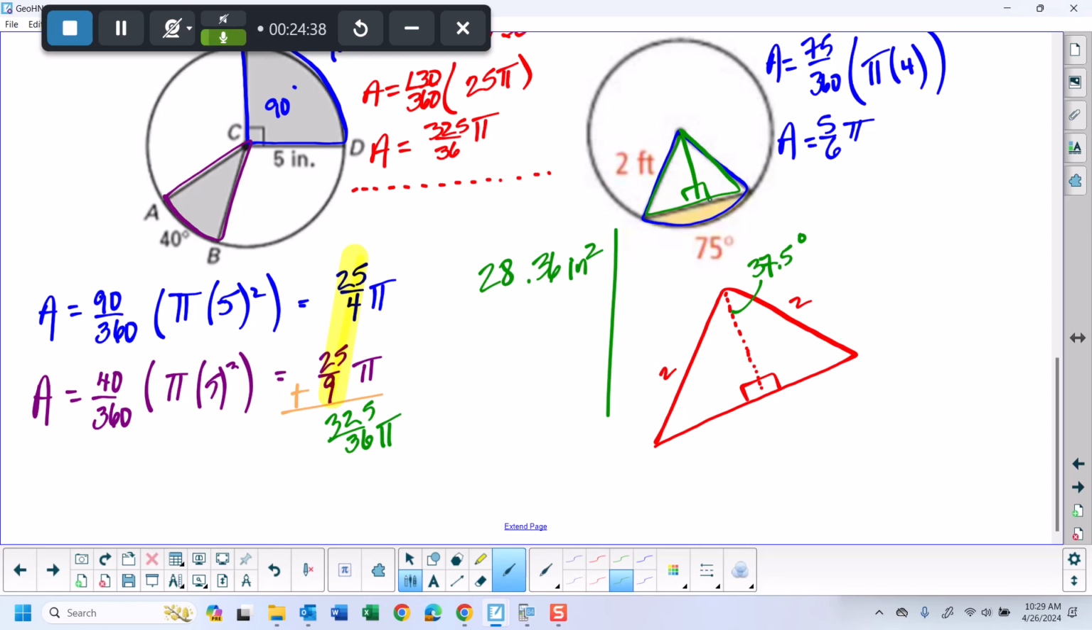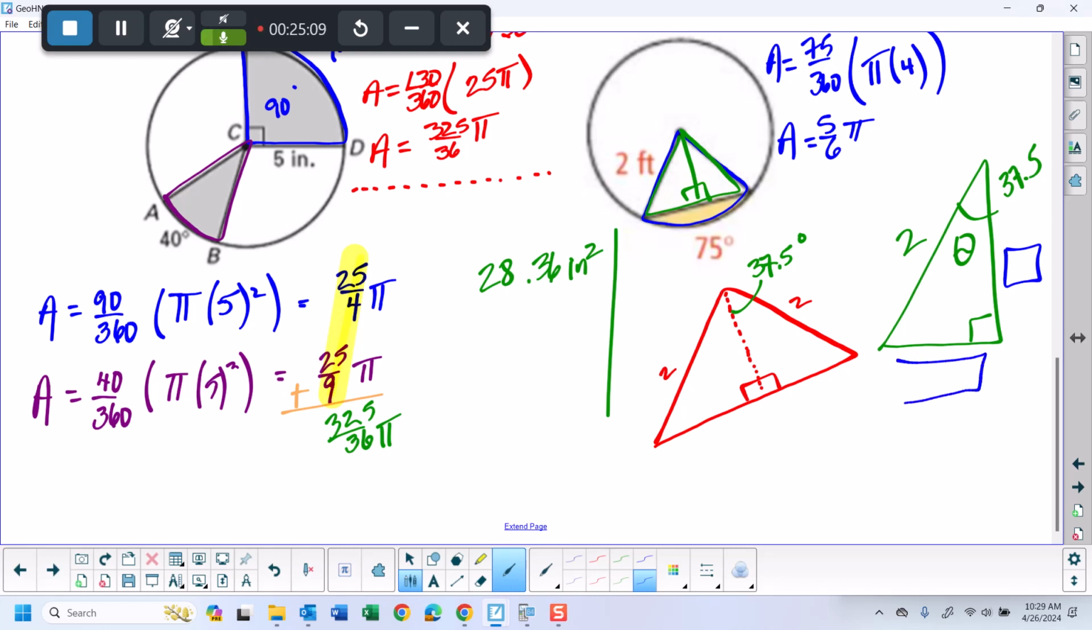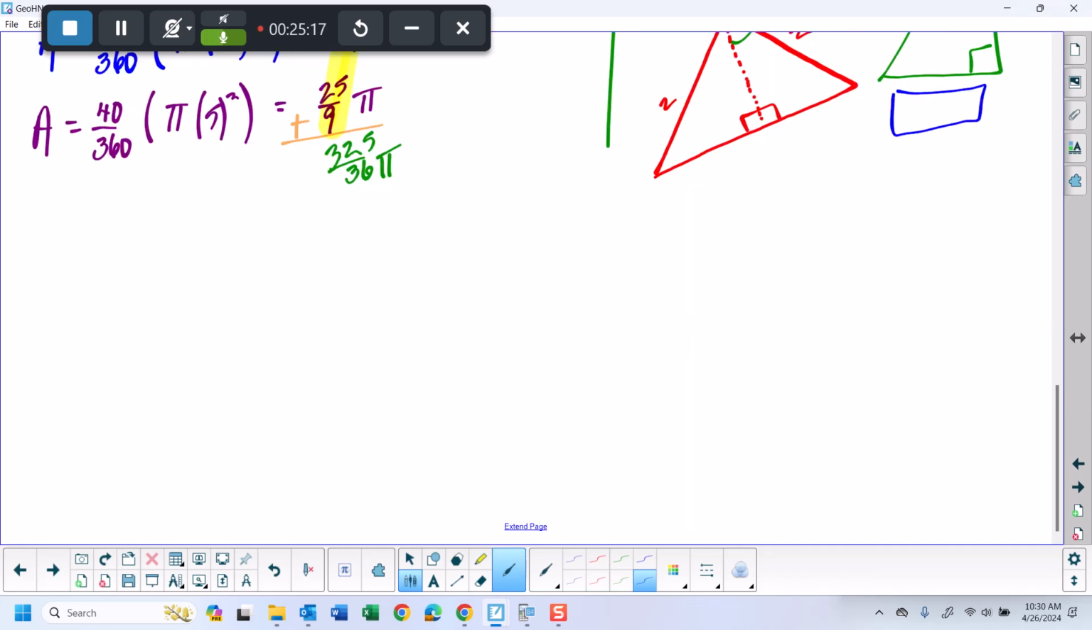So when I look at this triangle, I can draw this altitude. And if I want to look at just this right triangle that has a radius or a hypotenuse of 2, and this angle, my theta, as 37.5, if I needed to figure out the height of that triangle, I could with trig. If I needed to figure out the base of that triangle, I could with trig. This is what it looks like. Are you ready?